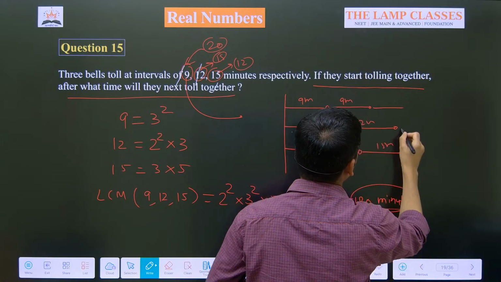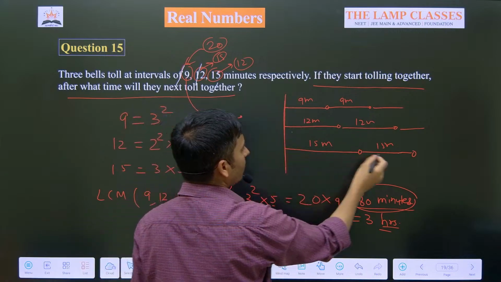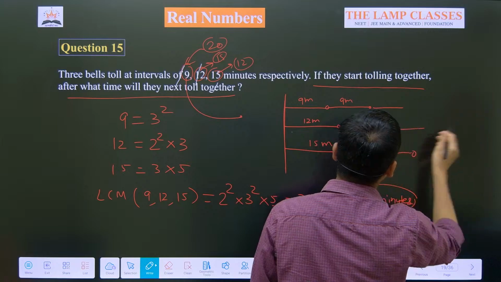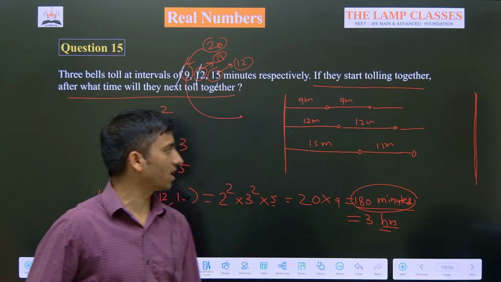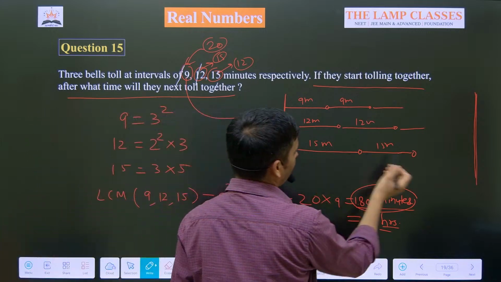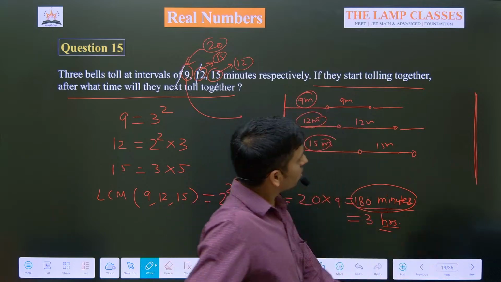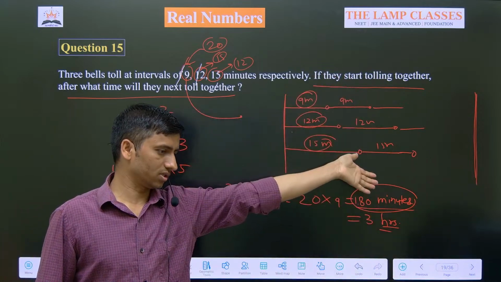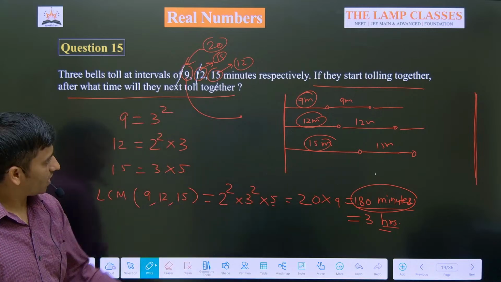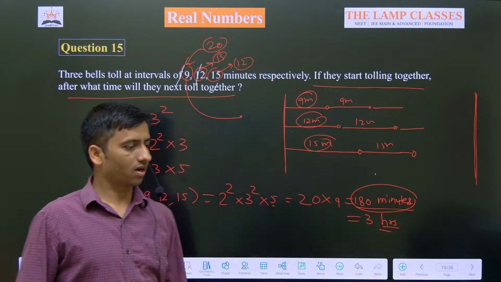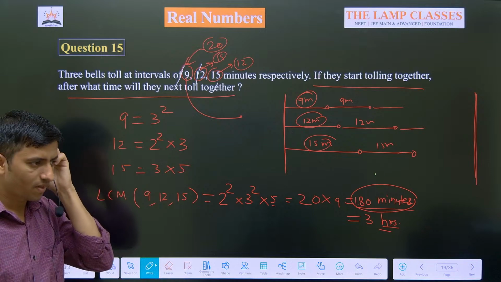Are you getting it? So if they ask in this question, even though they all started at the same point, when will they all take the rest at the same point? Then that has to be the LCM of 9, 12 and 15. So this question is related to this. If there are 3 people walking or running, this is how you have to solve that question. It has to be related to the LCM.